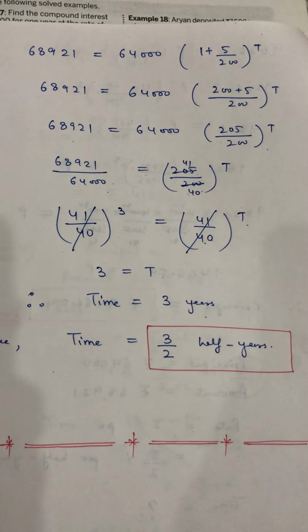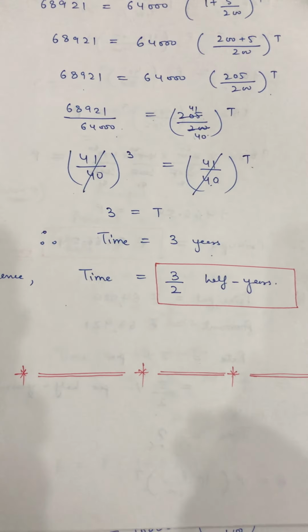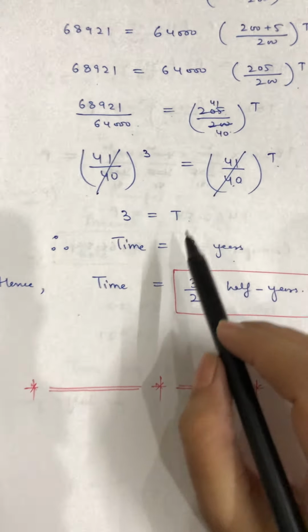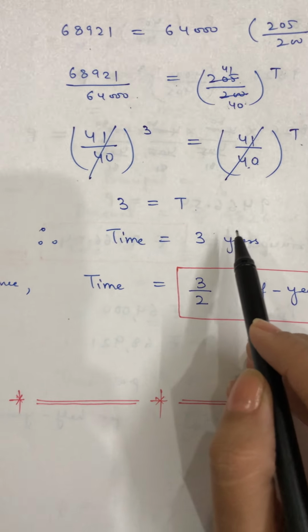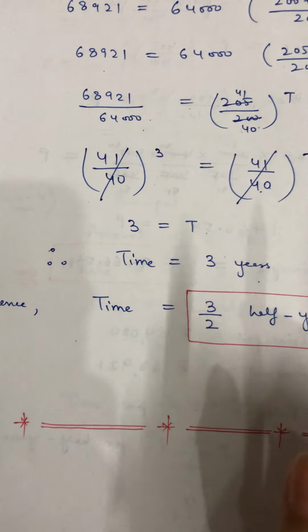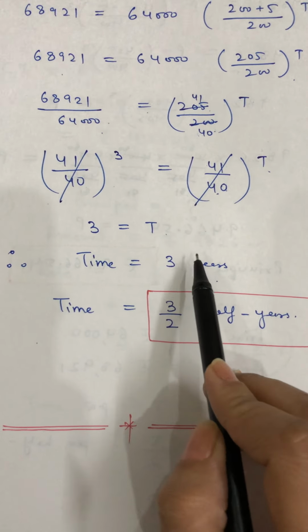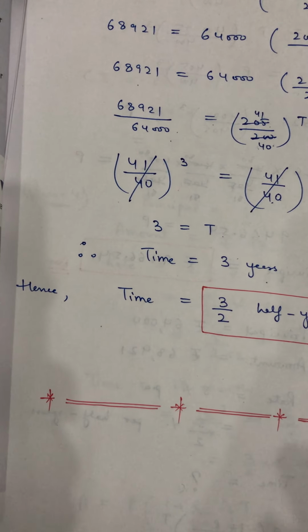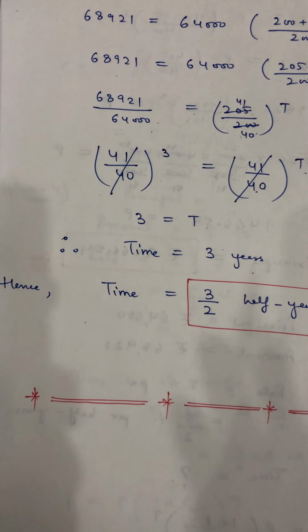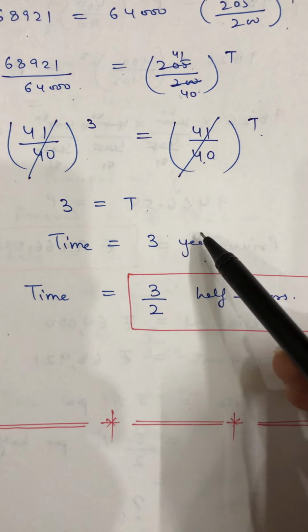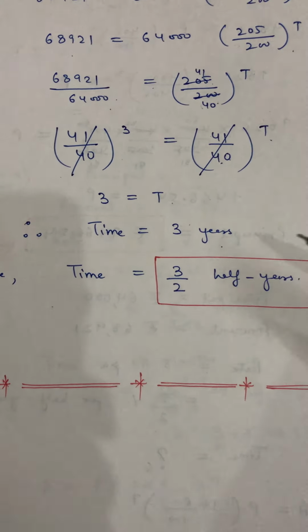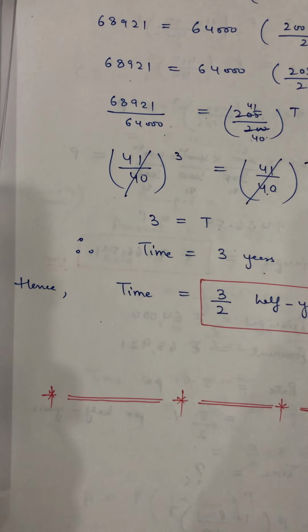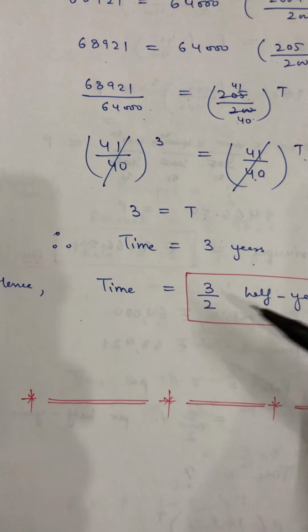One more thing I want to tell you here: whenever you are going to find out the amount or compound interest, in the beginning you always have to multiply the time by 2. But whenever you are going to find out the time, you have to do that in reciprocal. Earlier you were multiplying by 2, now that you are finding the time, you divide by 2.